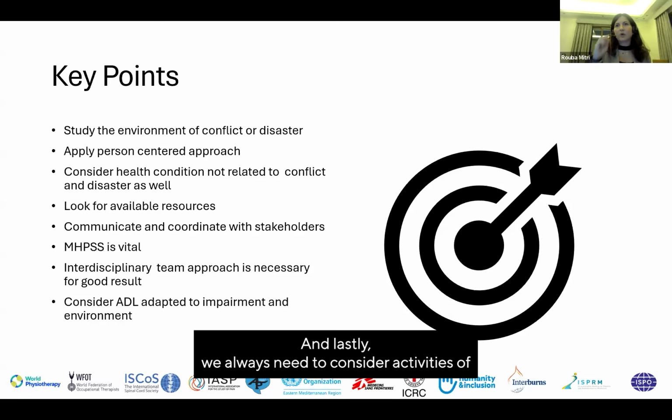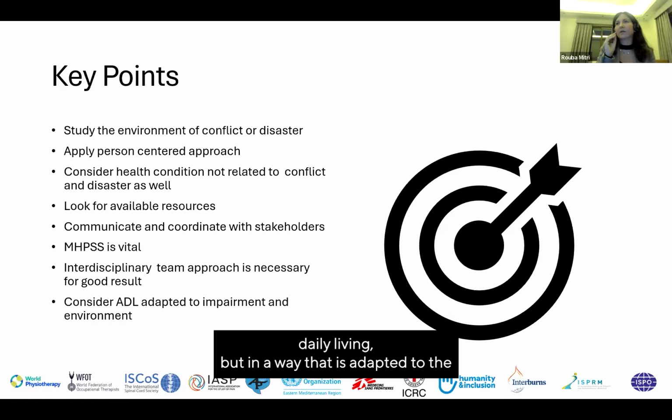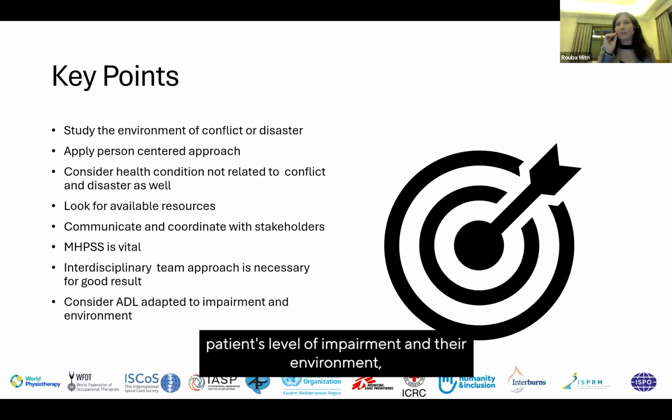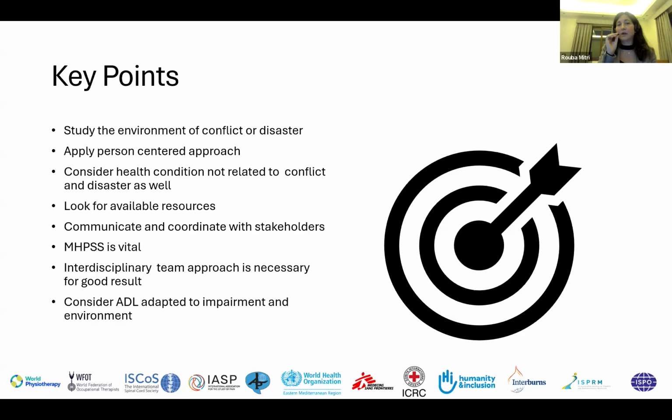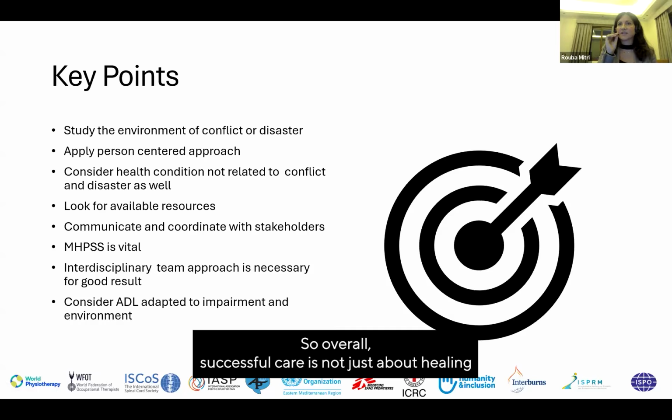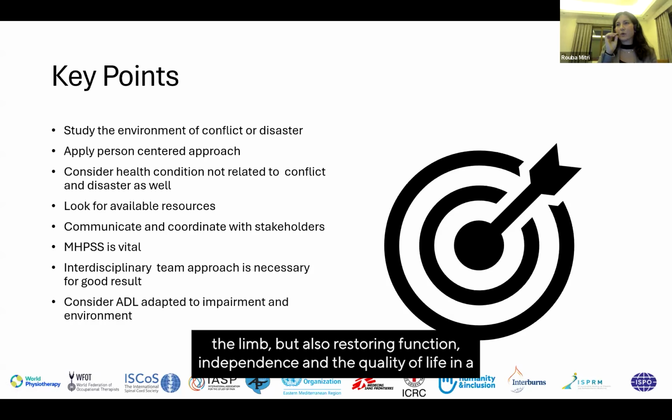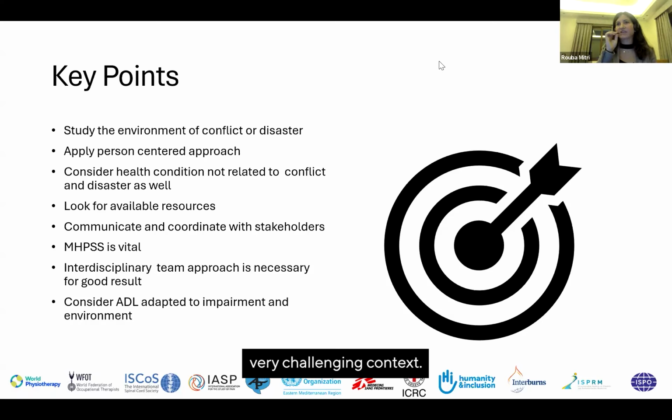And lastly, we always need to consider activities of daily living, but in a way that is adapted to the patient's level of impairment and their environment, especially in conflict settings where resources and conditions can be very limited. So overall, successful care is not just about healing the limb, but also restoring function, independence, and the quality of life in a very challenging context.